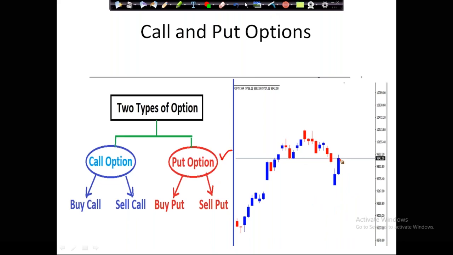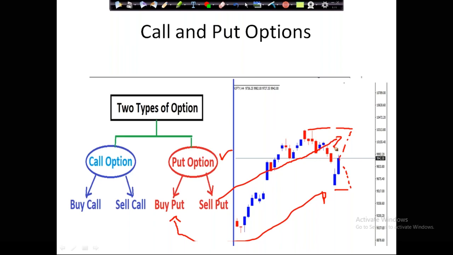So suppose you are thinking that price will go down to this. So we are buying put. This is called buy put. And if you are thinking that price will go up to this level, it is selling the put.